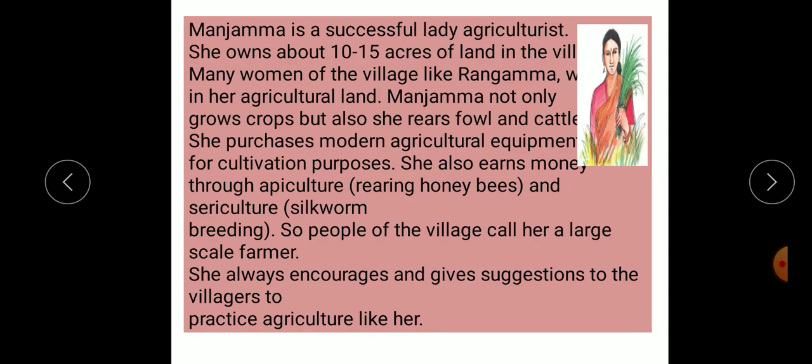Apiculture means rearing honeybees, and sericulture means silkworm breeding, or vermiculture. All these are different agricultural systems. So the people of the village call her a large scale farmer. It means people call Manjamma and take her advice. She always encourages and gives suggestions to the villagers to practice agriculture like her.